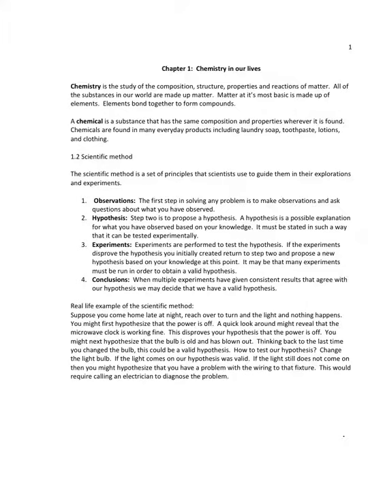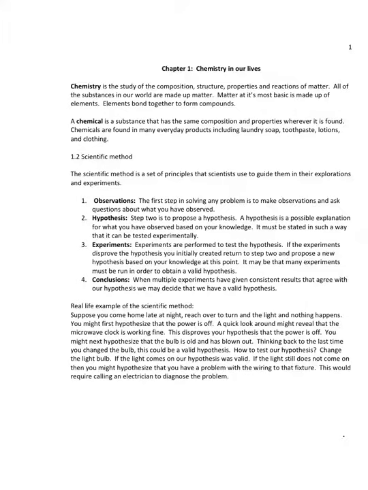The second step is a hypothesis. A hypothesis is a possible explanation for what you observed based on your current knowledge. It must be stated in such a way that it can be tested experimentally. Step 3 is the experiments. Experiments are performed which test the hypothesis.